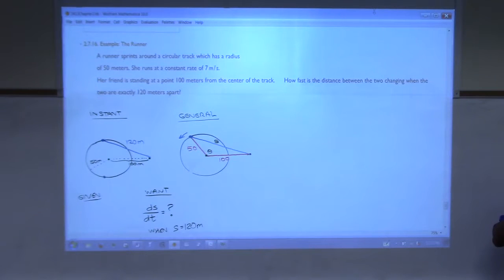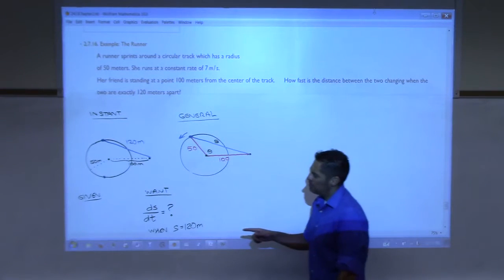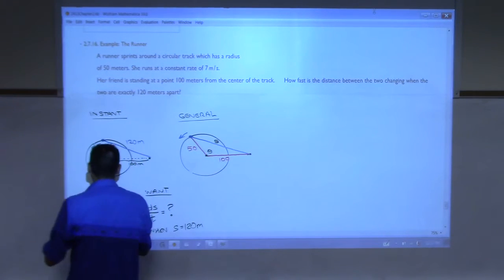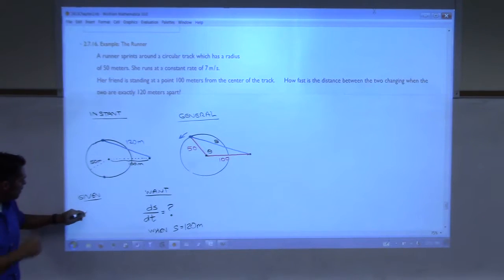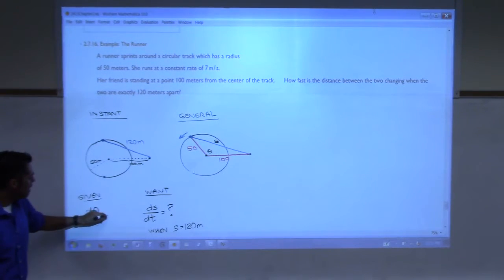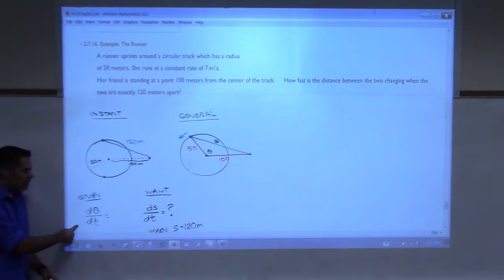So I want ds/dt. I want it when s is 120. I'm given something about her speed, but I'd like to see if I can get her speed around the track somehow connected to what? d theta/dt. I'm actually going to try and figure out how fast her angle is changing with respect to time. No, this is what I want. This is given to us, just not directly.